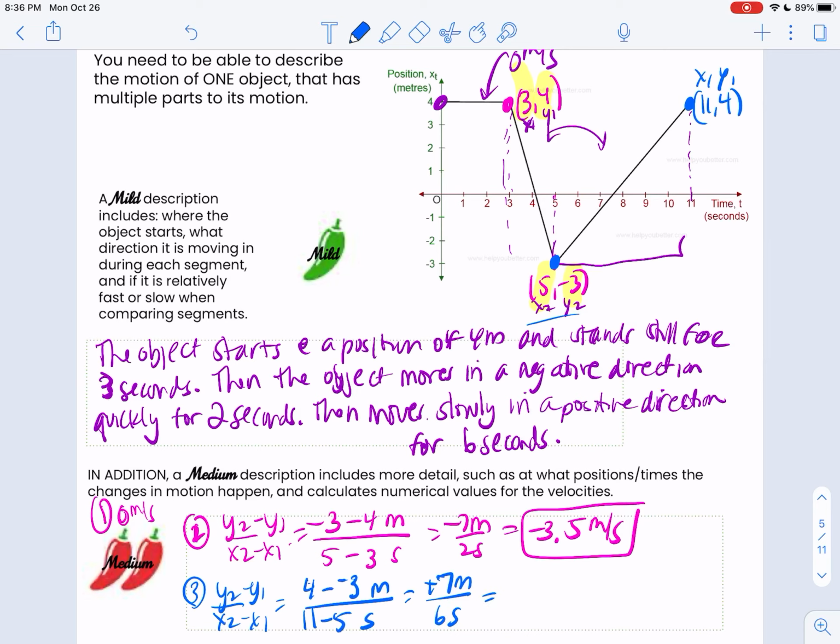Okay, so again, remember I want to put this into a decimal always. 7 over 6 is about 1.2 meters per second. Okay. All right, so that would be their velocities.